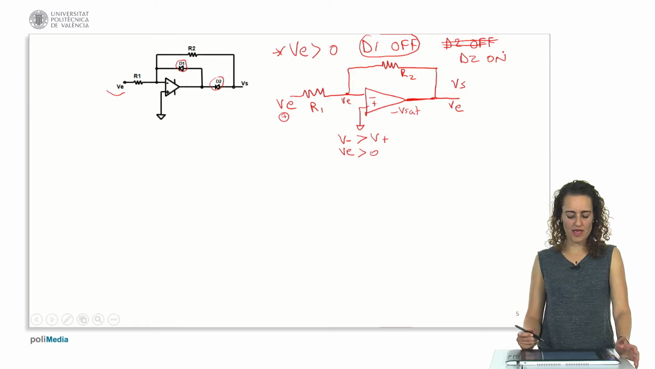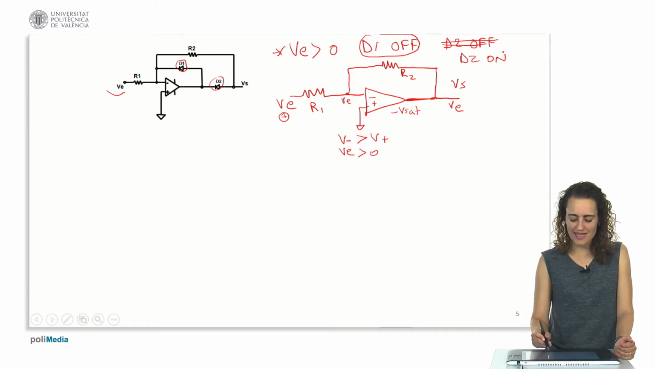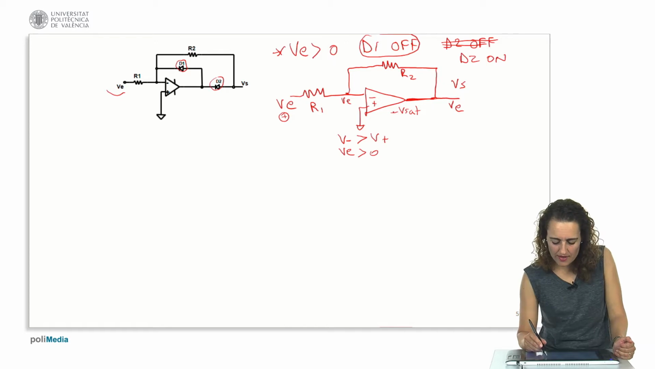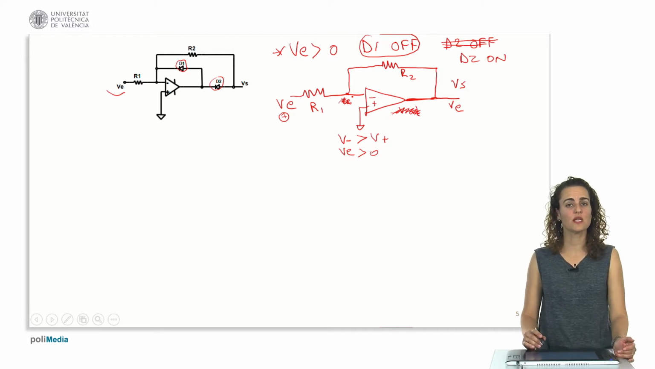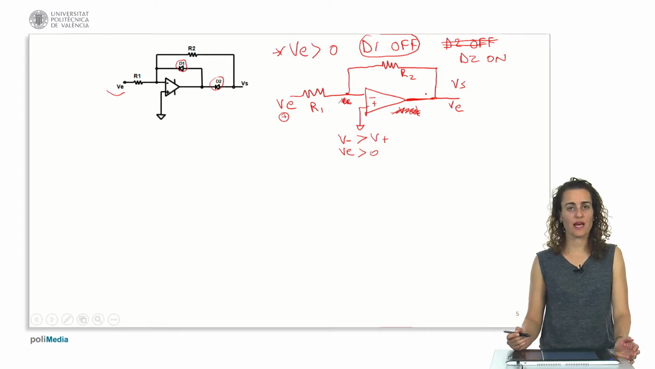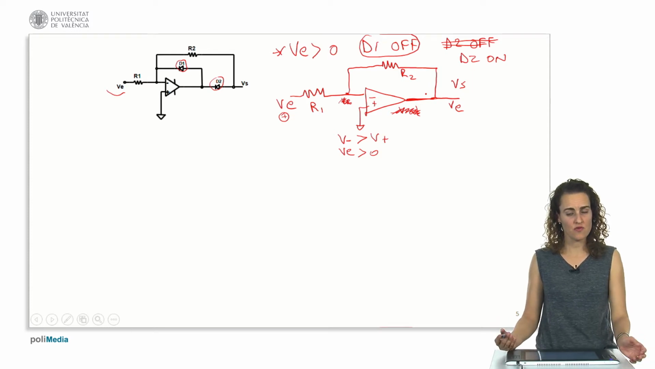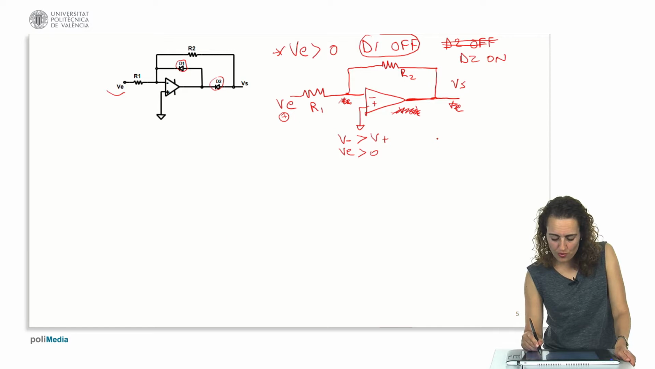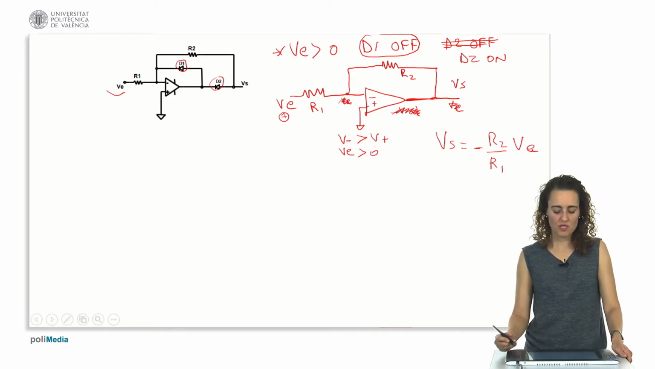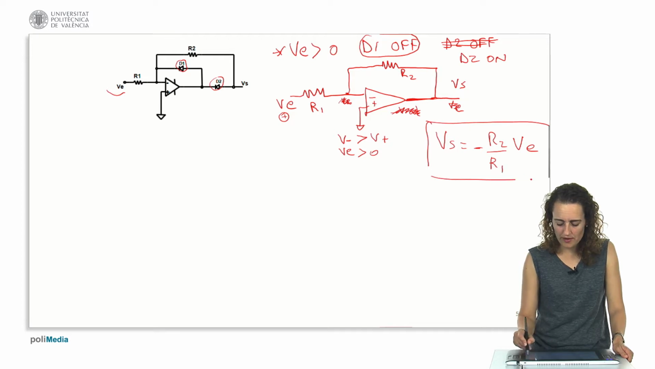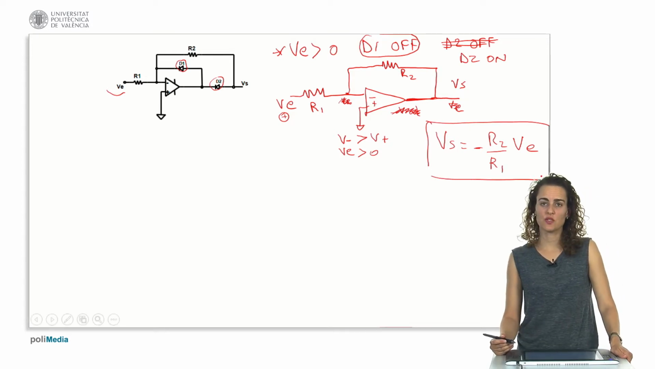So if I analyze the new circuit with negative feedback, I don't have minus saturation voltage here anymore, and I don't have VE here anymore. What I actually have is a usual inverting amplifier, in which I have negative feedback, and I can say that the output voltage Vs is going to be minus R2 over R1 times VE. So this is what I get when the voltage VE is positive.